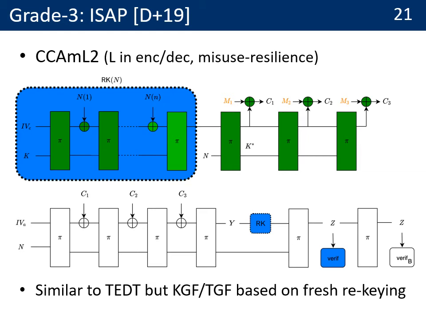Here again, we have an alternative candidate called ISAP. The differences between ISAP and TEDT are that ISAP is based on permutations, while TEDT relies on tweakable block ciphers. Also, ISAP instantiates its key generation function and tag generation function with a rekeying scheme. The goal of the rekeying is to provide DPA security thanks to multiple executions of a permutation that is only secure against SPA.